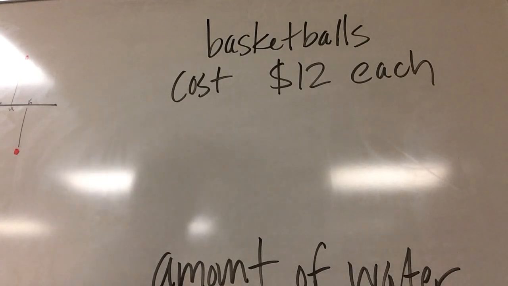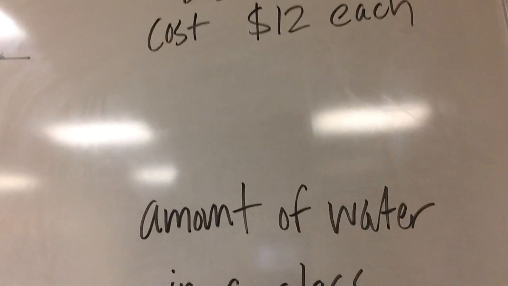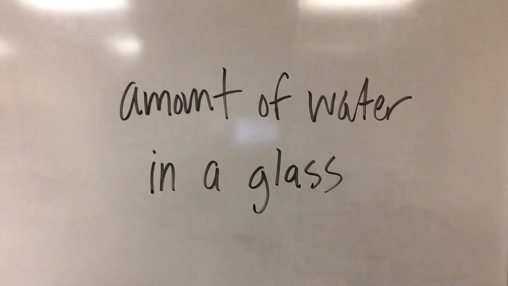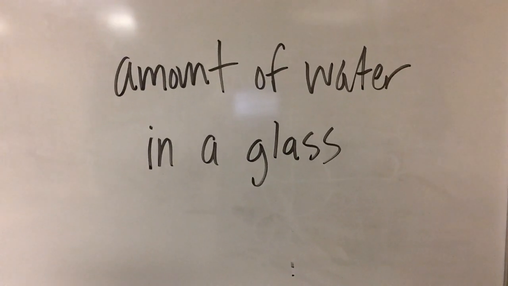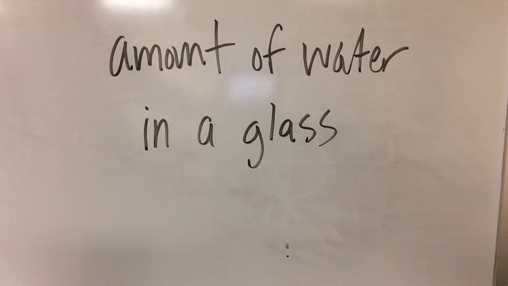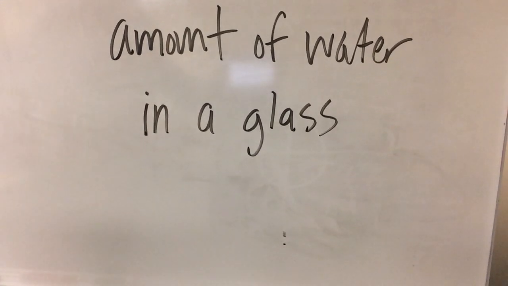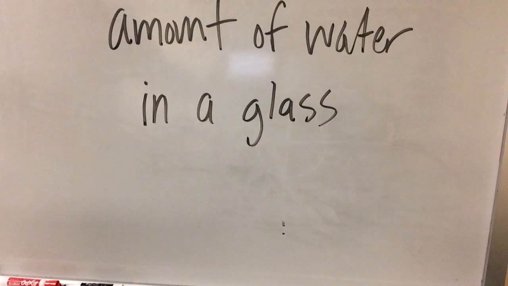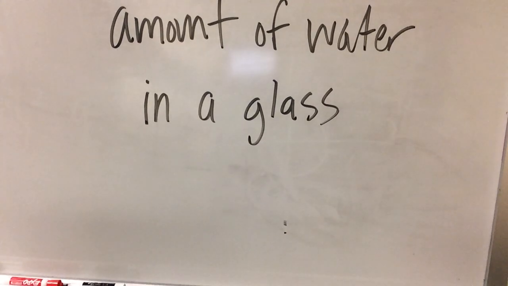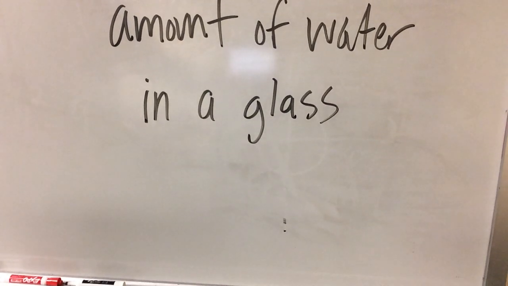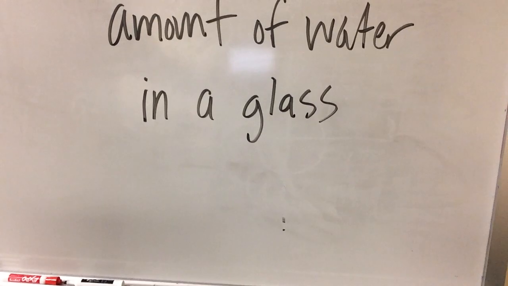Unlike our example on the bottom of a continuous word problem, which is the amount of water in a glass. So I could have a glass of water. Let's say maybe the glass holds 16 ounces and I fill it all the way to the top. So I have 16 ounces of water. But then I take a sip of water. Maybe I just have 15 ounces left.